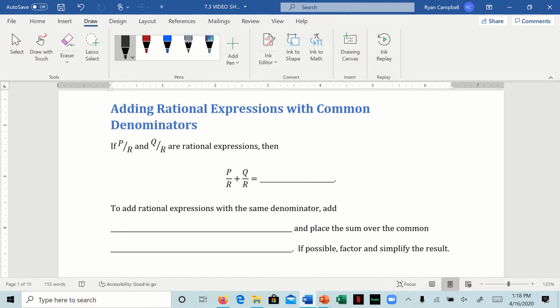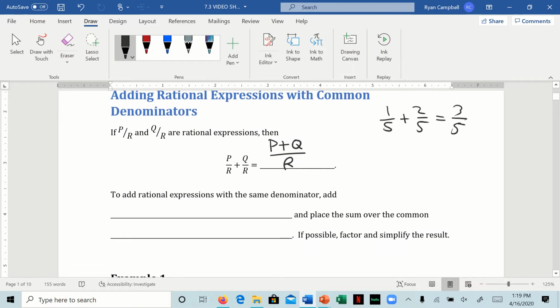This is going to be very similar to just adding rational numbers, right? Adding fractions. So if you have two rational expressions, P over R plus Q over R, notice the way that we add fractions is you add the top and just put it over the bottom, right? So if you think about it, 1/5 plus 2/5 is 3/5, right? 1 plus 2 over 5.